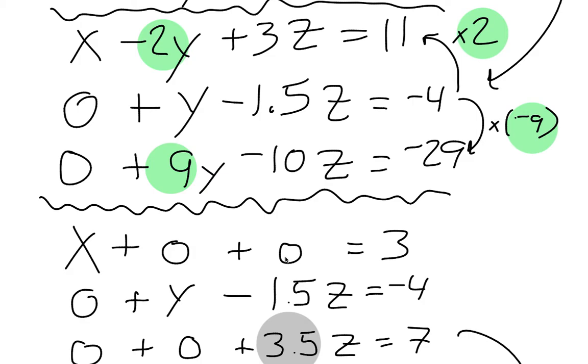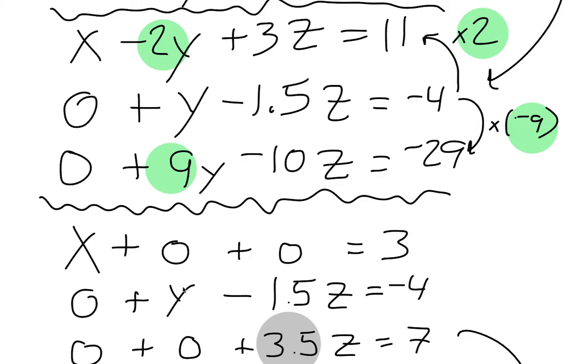That's a happy side effect. We didn't expect that to happen. We didn't arrange for that to happen. Negative 4 times 2 is negative 8 plus 11 is positive 3. So we get x plus 0 is equal to 3. 0 plus y minus 1.5z is equal to negative 4.